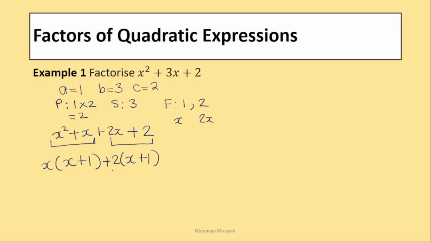These two terms have x plus 1 in common. When you divide the first term by x plus 1, you're going to have x. When you divide the second term by x plus 1, you're going to have positive 2. Hence, we have factorized that quadratic expression. Let's look at the second example.